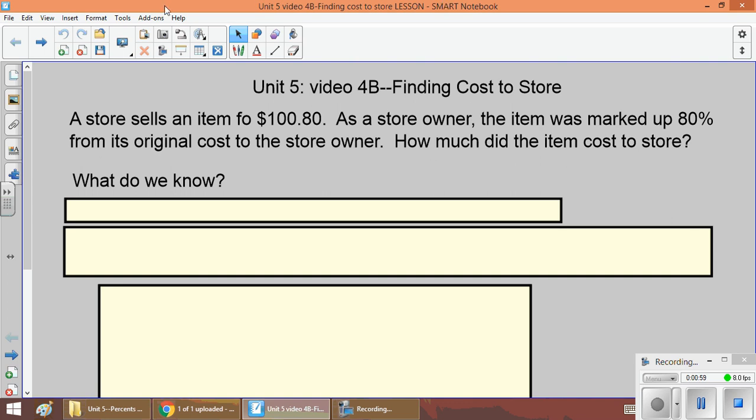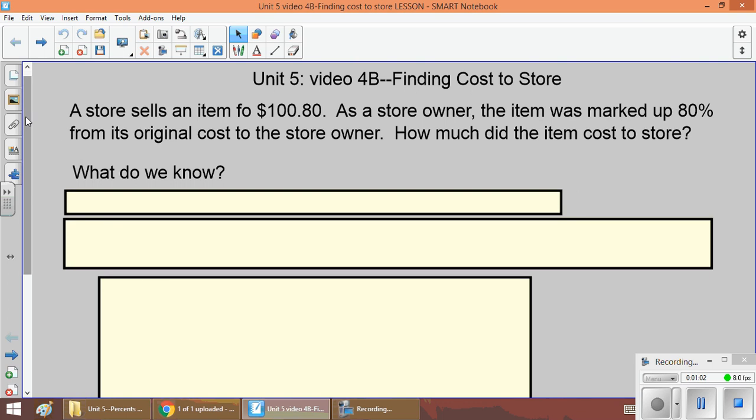So here are a few examples. Please make sure that everything you see on screen, you are copying it into your notebook. A store sells an item for $100.80. As the store owner, the item is marked up 80% from its original cost. So that means whatever it cost, the 100% the store paid from whoever, they added another 80% to that price. So the question is, as a store owner, how much did the item cost to the store?